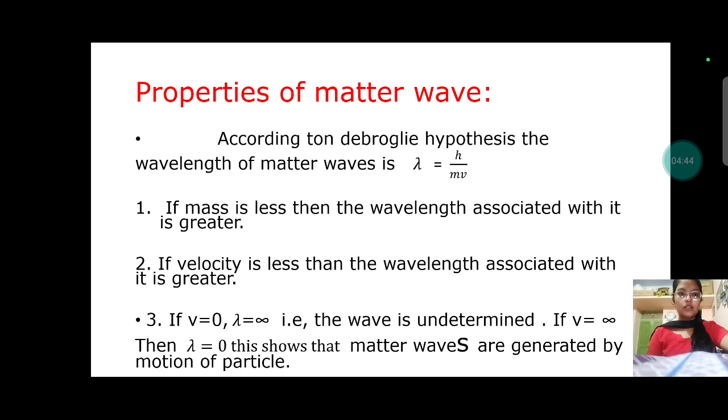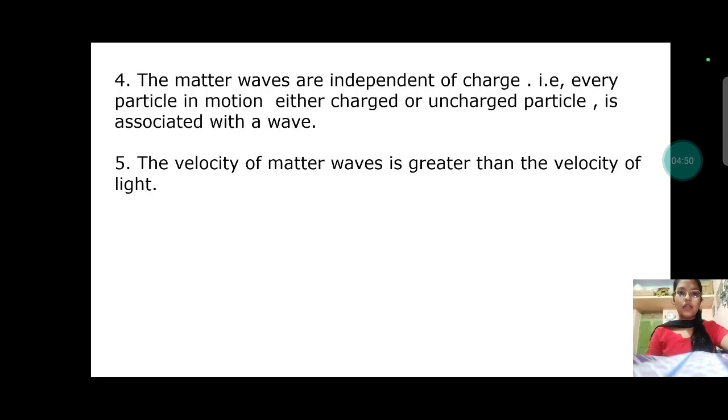This shows that matter waves are generated by the motion of particles. The matter waves are independent of charge, that is, every particle in motion, either charged or uncharged, is associated with a wave. The velocity of matter waves is greater than the velocity of light.